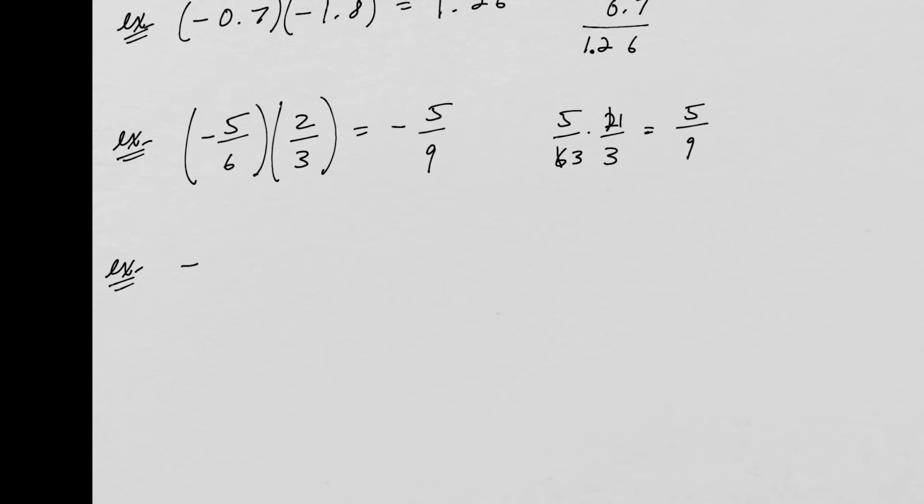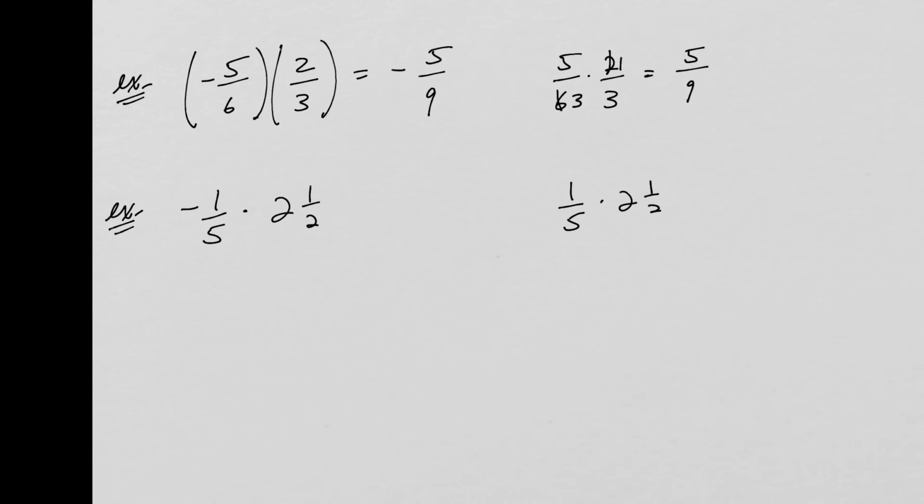Let's say we have -1/5 times 2.5. So again, take the absolute values, which means ignore the signs, and just multiply 1/5 times 2.5 first. Well, remember, to do this, we have to convert that mixed number into an improper fraction. So that will be what, 5/2?